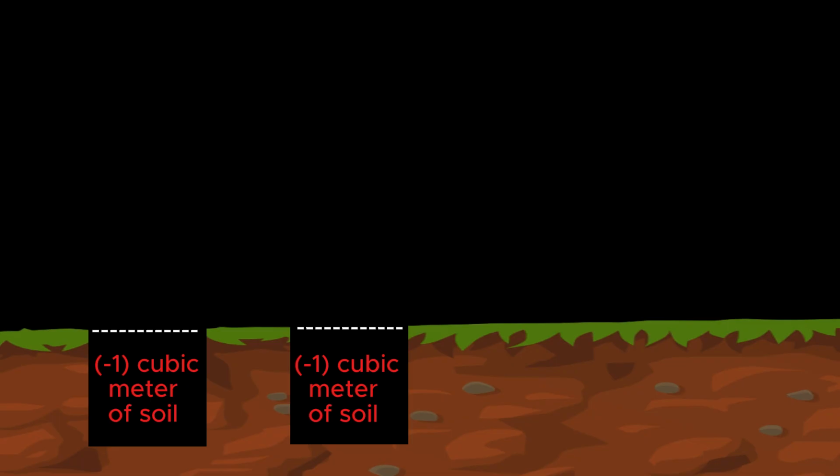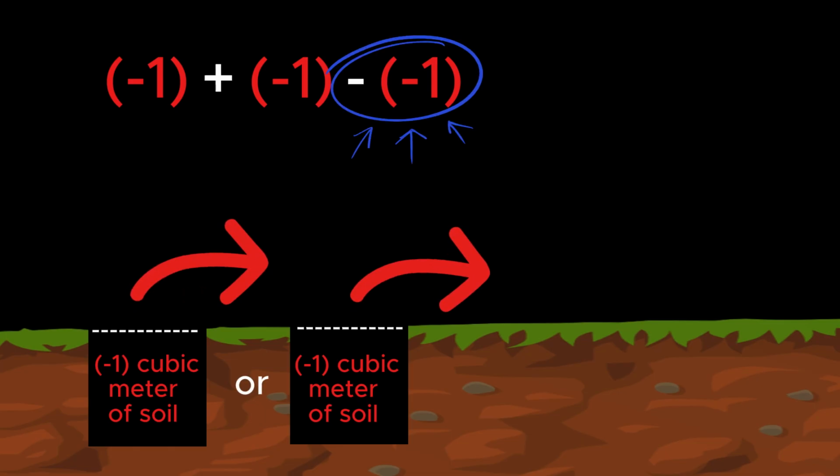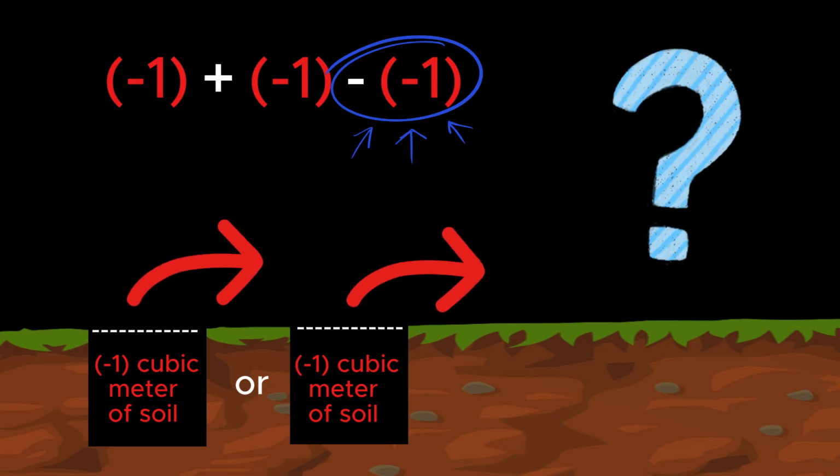What if I have minus 2 cubic meters of soil? Mathematically, I express this as. Now, let's write it like this. What does minus 1 mean here? This part of the problem tells us, remove 1 missing cubic meter of soil. How do we do that?